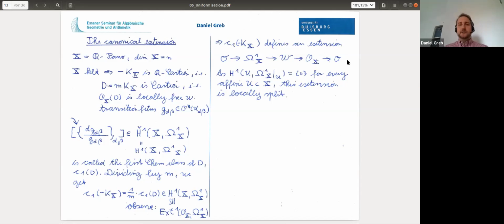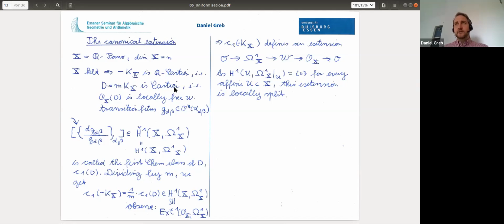Yeah, so this means the extension is locally split. I have to be a little bit careful, because this Omega 1 of X, remember, we're on a singular space. This is a highly singular coherent sheaf. Yeah, this will have torsion.